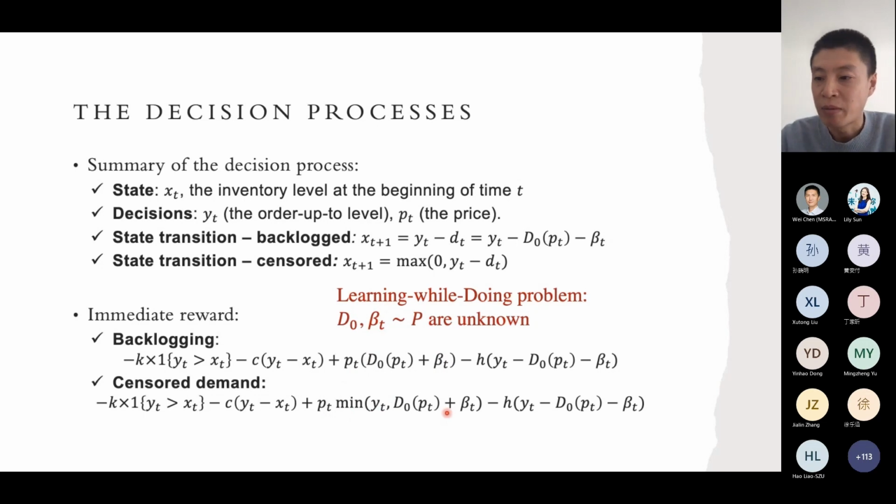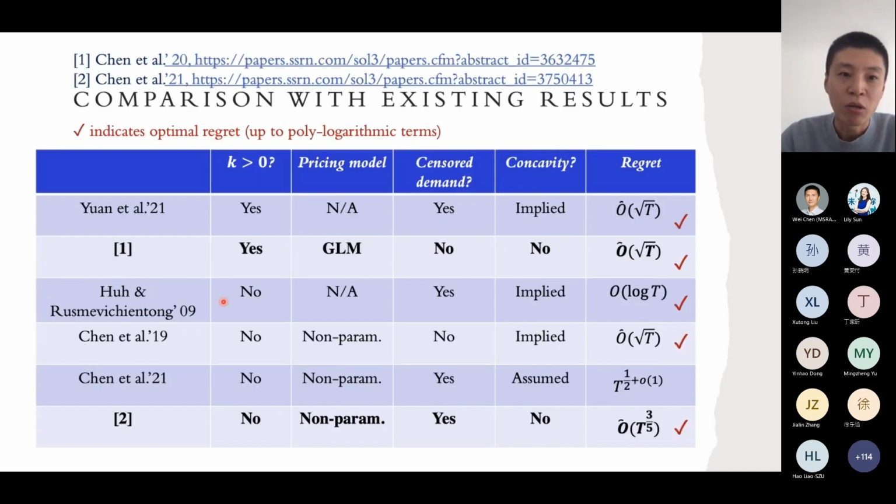So these are two types of problems, and to echo the theme of this talk, we will be interested in the so-called learning while doing problem. Here, the most important model components are d_0, the expected demand as a function of price, and also the noise distribution. These are unknown. We would like to design a learning-while-doing algorithm to learn all these unknown parameters and also to optimize our rewards at the same time. This is the problem setting, and here are our results. These two, paper number 1 and paper number 2 in bold fonts, represent our results.